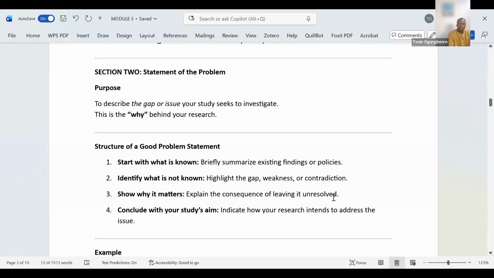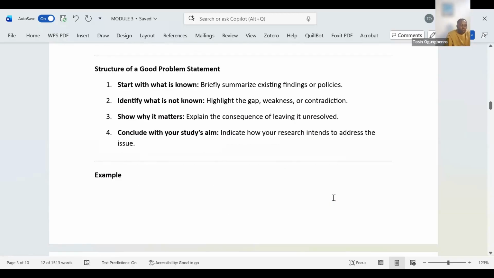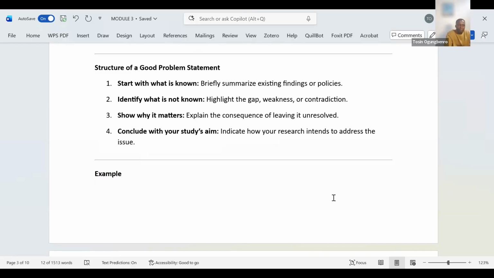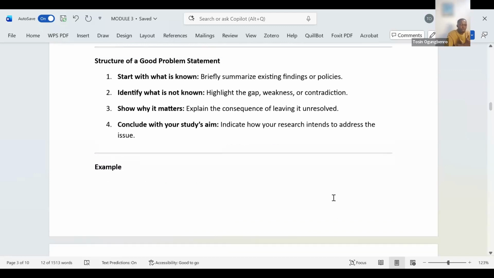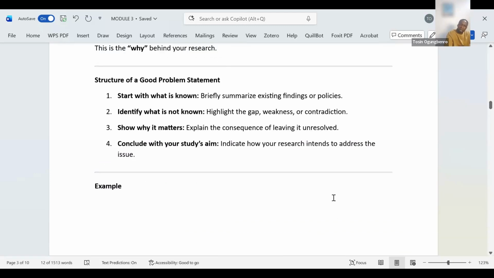So the structure of a good problem statement is: start with what is known, briefly summarize existing findings or policies; identify what is not known, highlight the gap, weakness or contradiction; show why it matters, explain the consequence of leaving it unresolved; conclude with your study, indicate how your research intends to address this issue.